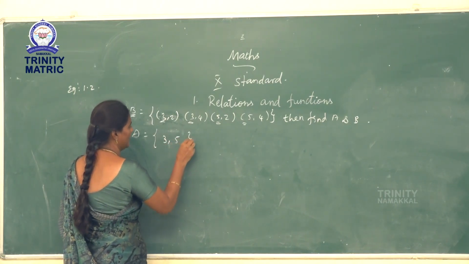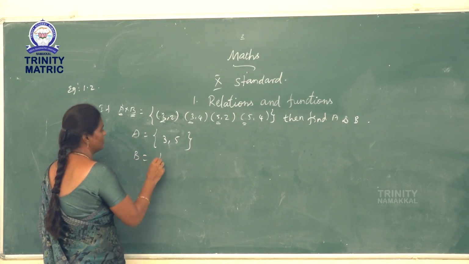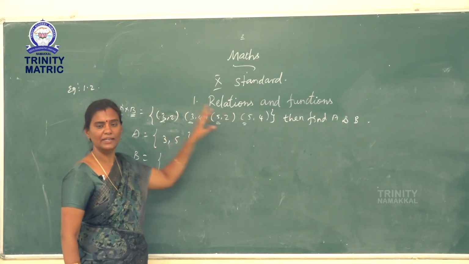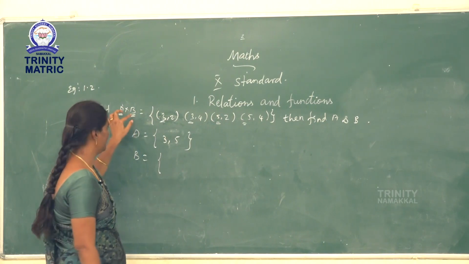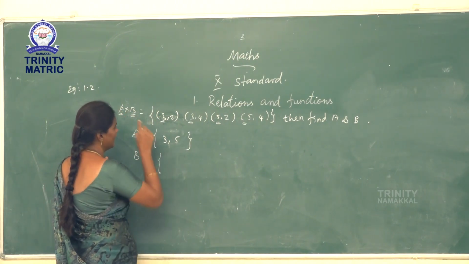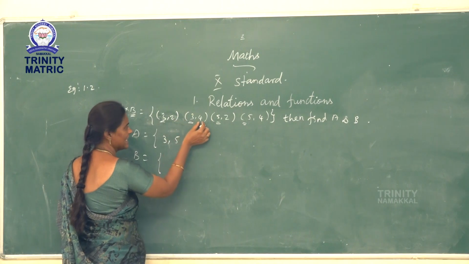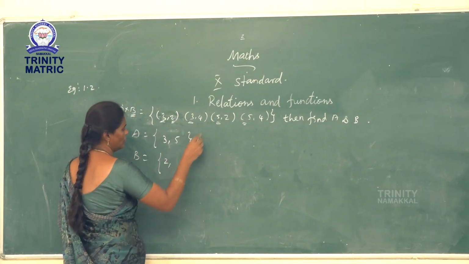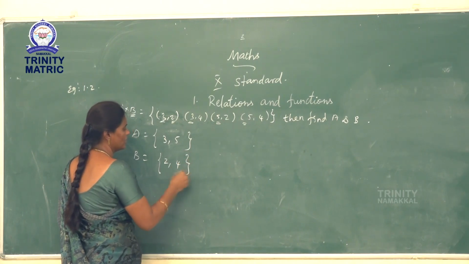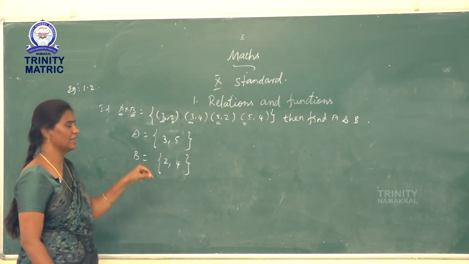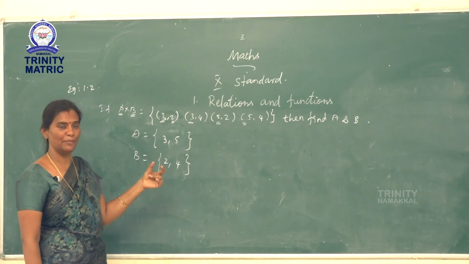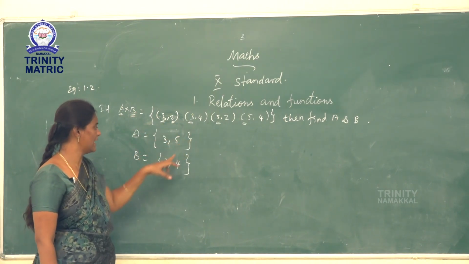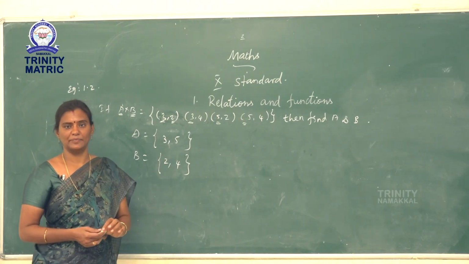So A is 3 comma 5. B is equal to the set of all second coordinates of the elements in the set A cross B. What elements are in the set B? The second elements here will be in set B. What is this? 2, 4, again we get 2. So A is nothing but the set of all first elements of A cross B. B is nothing but the set of all second elements of A cross B.